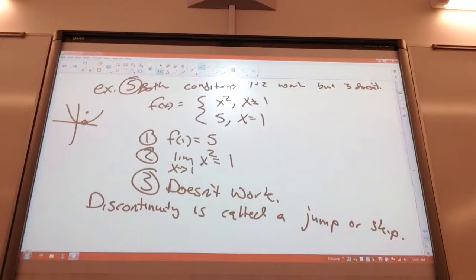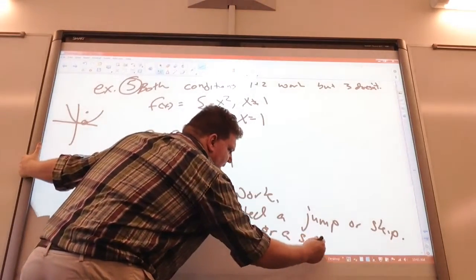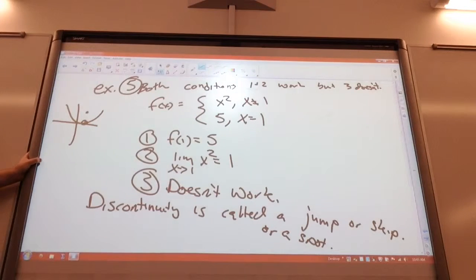This discontinuity is called a jump or skip or a spot. Okay, I don't think they actually define it in the book. AP tests, I believe, call it a spot discontinuity, where they see it. I've heard it called all three, hence why I've named it all three. So bear in mind, if you hear jump, skip, or spot, it's probably referring to this case here.